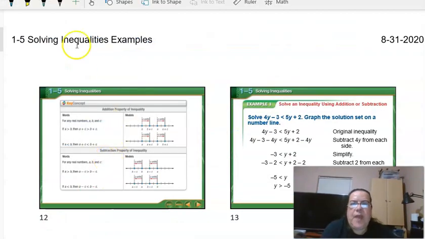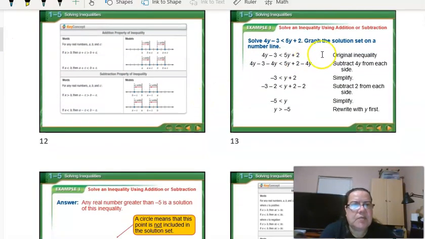So now let's look at your packet section 1-5, solving inequalities. You'll see some of the same things that I've already mentioned, and they give you some sample problems to look at. And so here, if they want you to graph a particular inequality, then go ahead and go through the same steps, and here's an example of how. And then until you reach the inequality which you're looking for. So y is greater than negative 5.